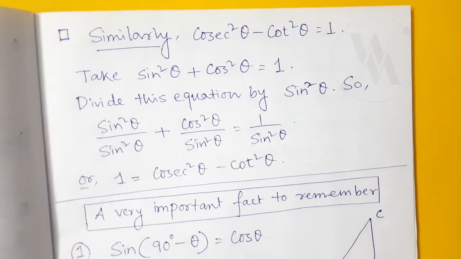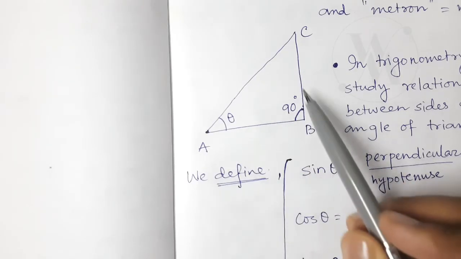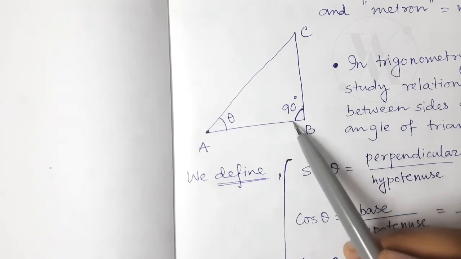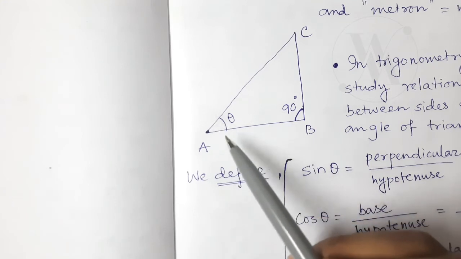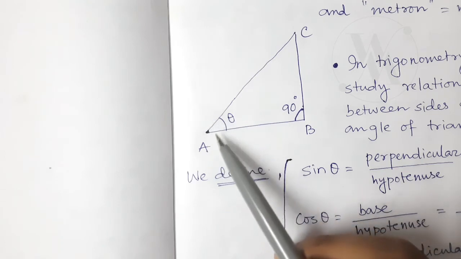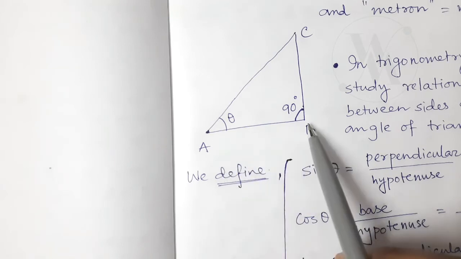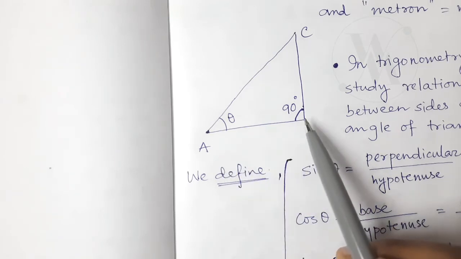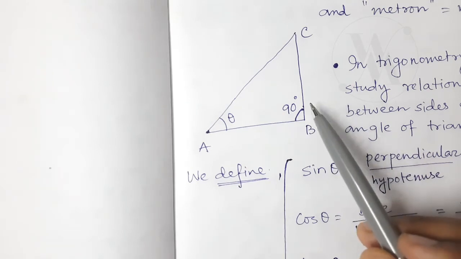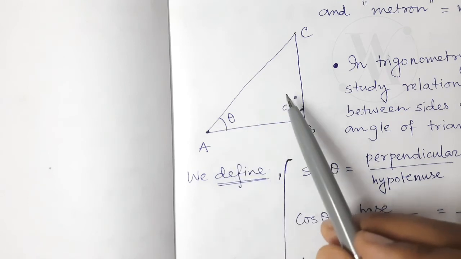Now one very important fact you always need to remember. Consider this triangle. This angle is 90 degree and this is theta. When we say sin theta, that means sine of this angle theta, then the base of this triangle is this AB, and the perpendicular of this triangle is this, which is BC. That is the opposite side of this angle theta, that is the perpendicular.